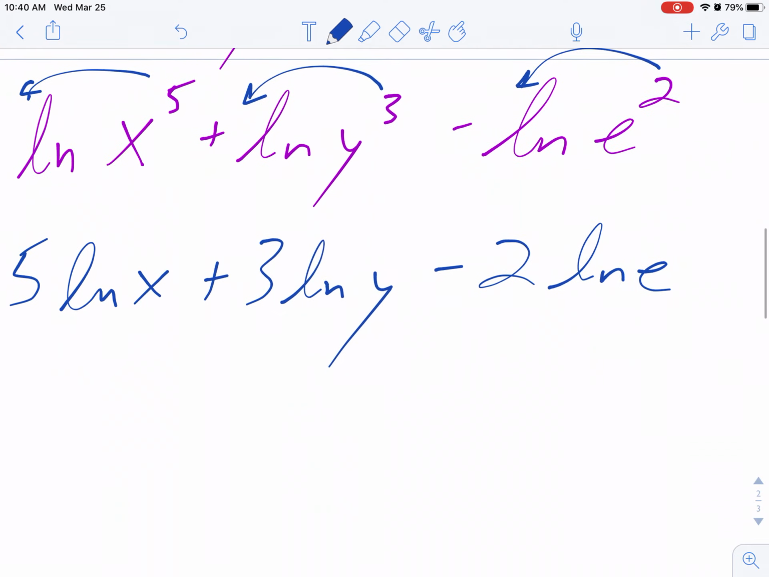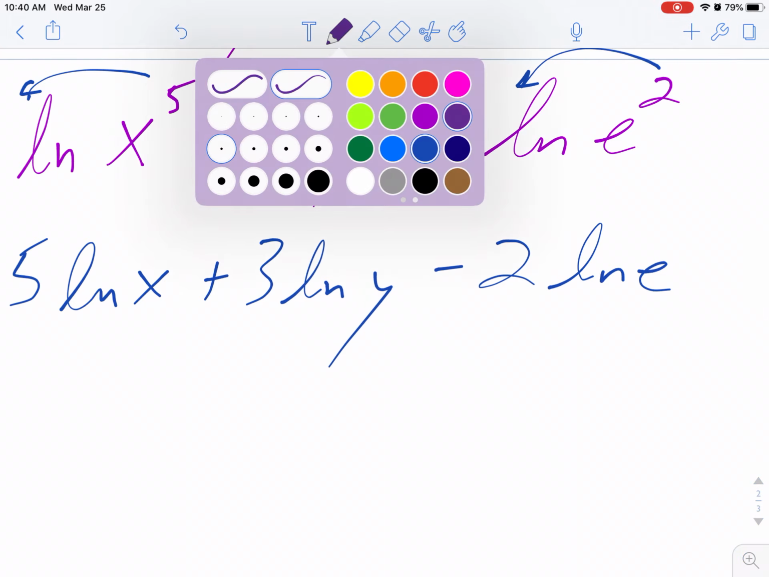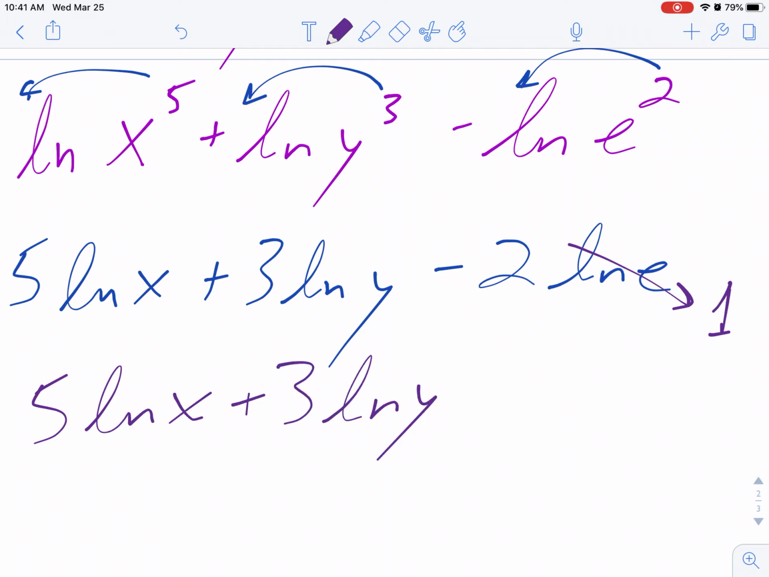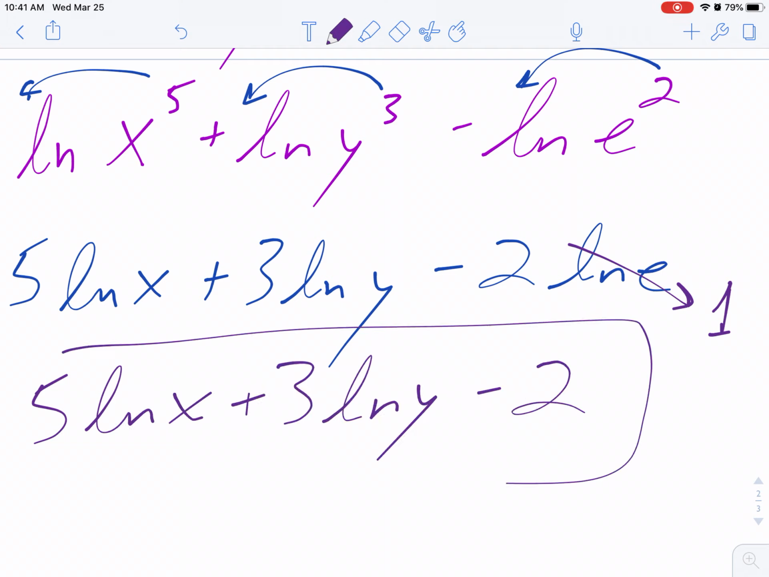I would give you full credit for this, but you're not going to see this written as a solution, because ln of e is equal to 1. You don't need to write ln of e. I mentioned that in one of the previous videos. So this would be the best final answer for this one.